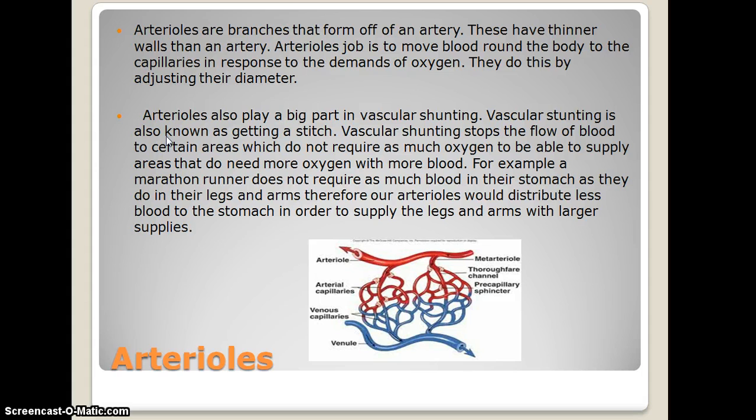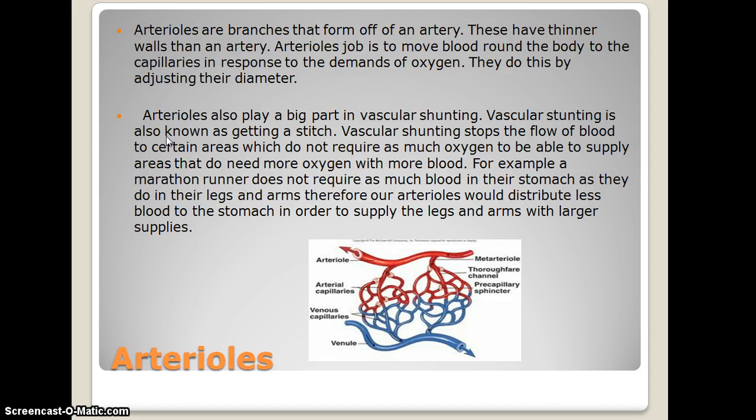Secondly, arterioles. Arterioles are branches off of an artery. These have a lot thinner walls than an artery, and their job is to move blood around the body to the capillaries in response to the demands of oxygen. So the arterioles are the bits that branch off of an artery to carry the blood around the body and all the way into the capillaries to allow for gaseous exchange.